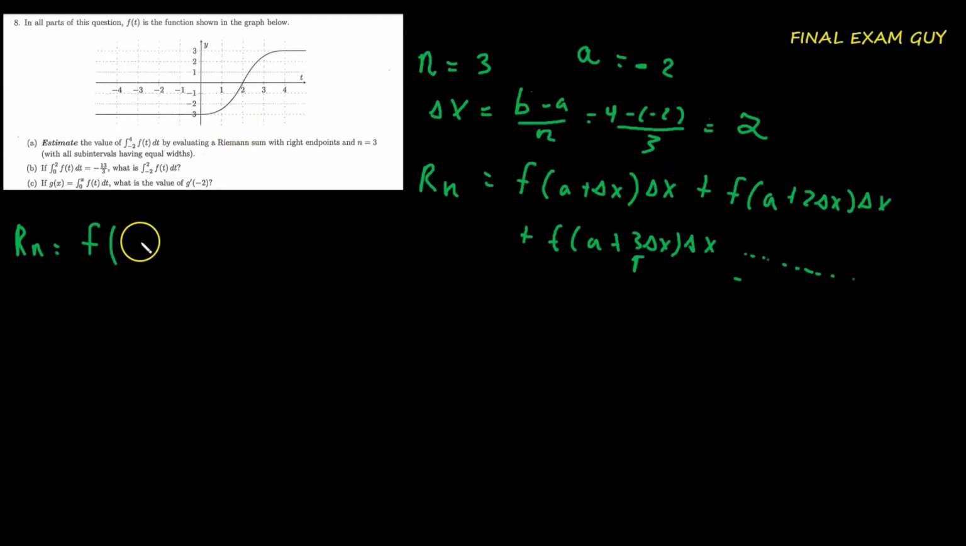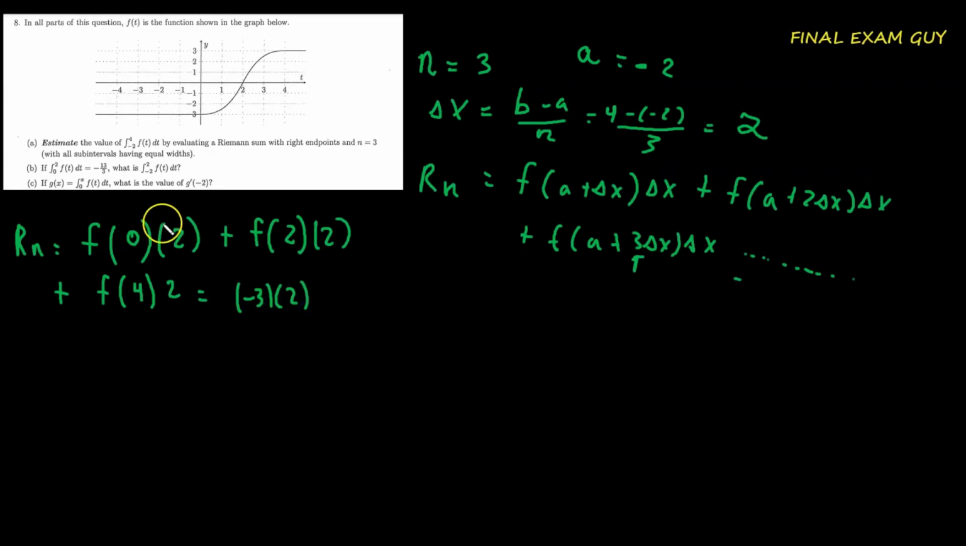So -2 plus delta x is 0, multiplied by delta x, plus f of a plus 2 delta x would be 2, times 2, and plus, so we go all the way up to our other bound, b, so f of a plus 3 delta x times delta x. So we reached 4. We don't need to continue anymore. So we basically get -3 times 2.